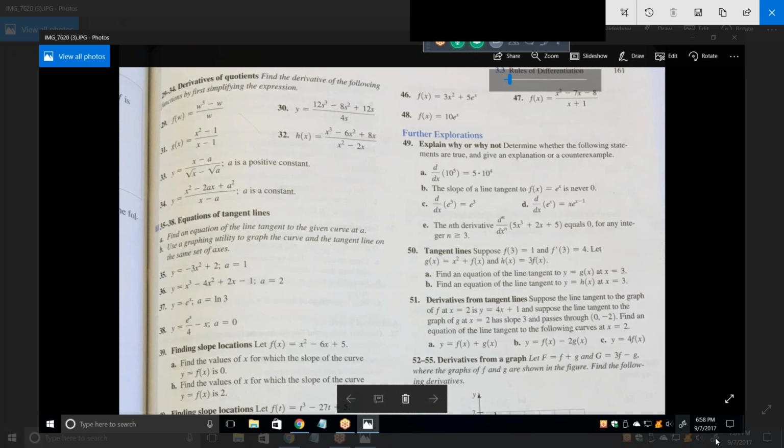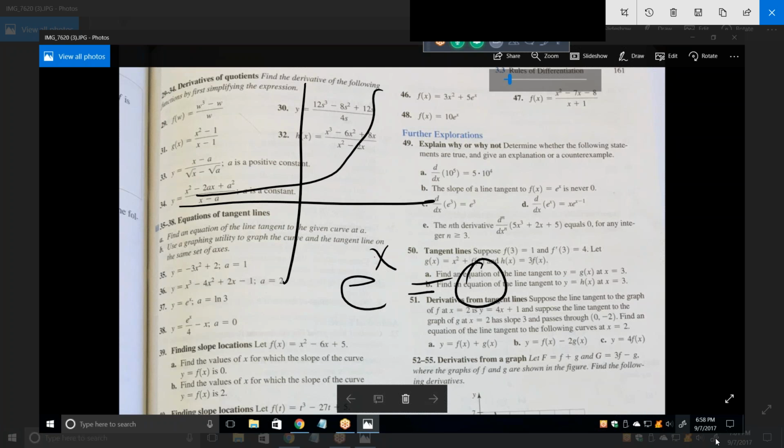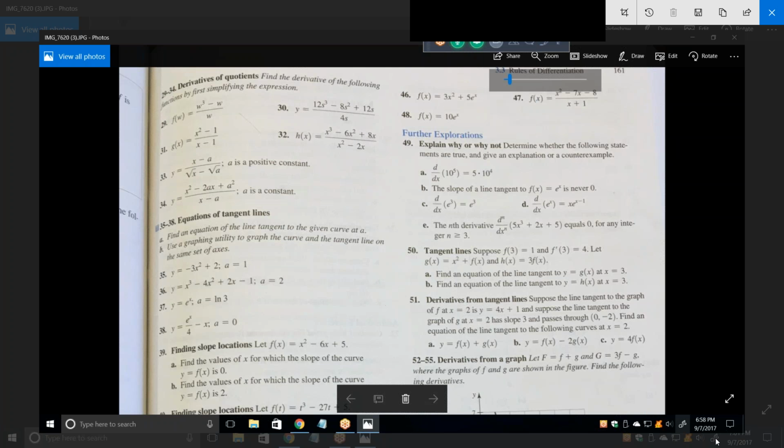The slope of the tangent line is never 0 because the derivative is e to the x. There's no solution to that problem. There's no way e to the x can ever be 0. If you look at the function e to the x, it looks like that. There's no slope there that's 0 anywhere. Okay. Let's just see if there's anything else.